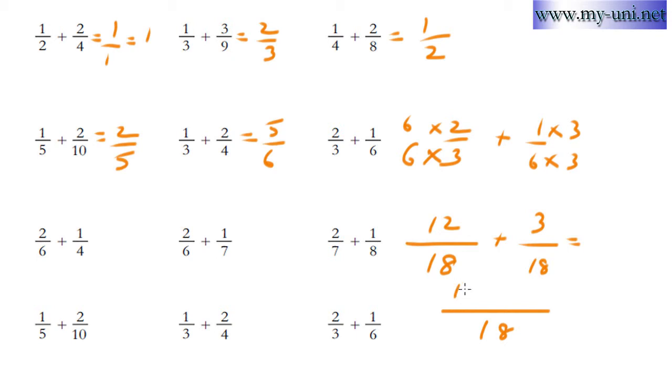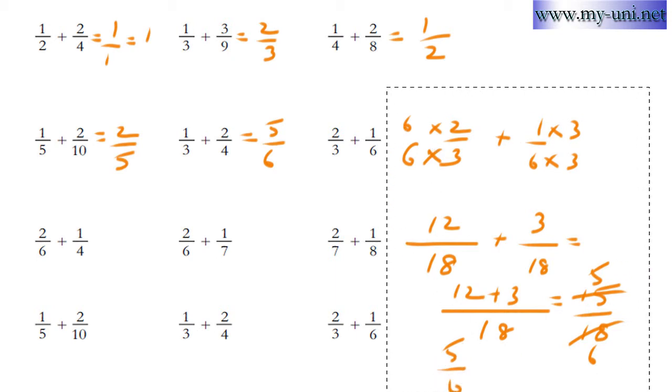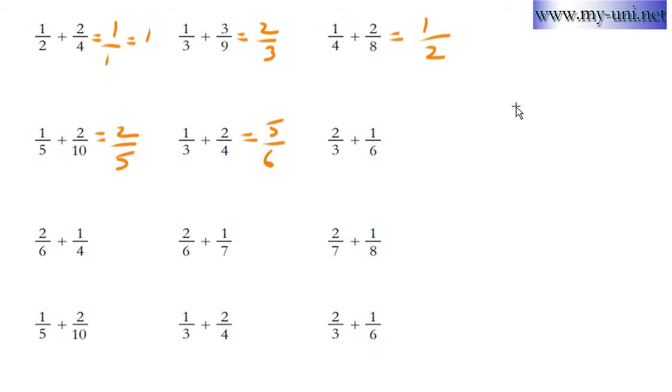18 once only. 12 plus 3 is 15 over 18. 3 times 5 is 15 and 3 times 6 is 18. So 5 over 6. So sum of these two fractions is 5 over 6 again.